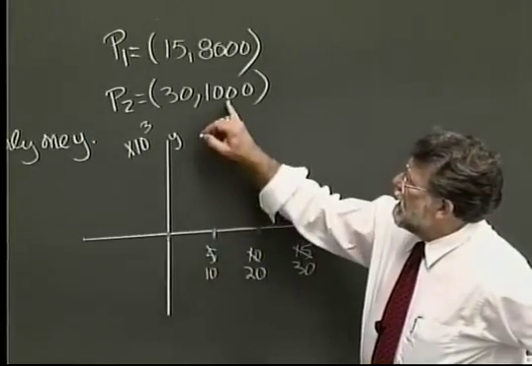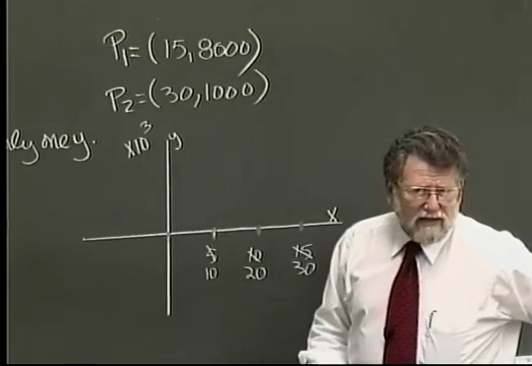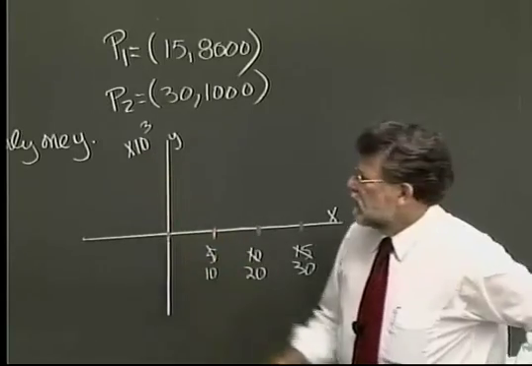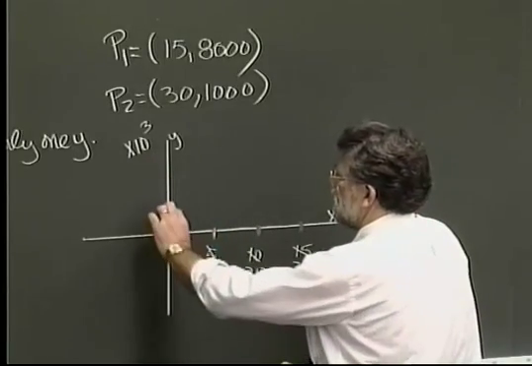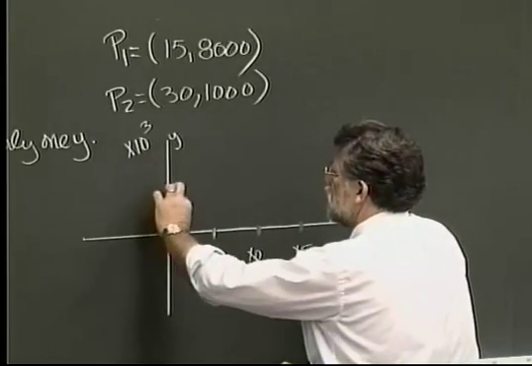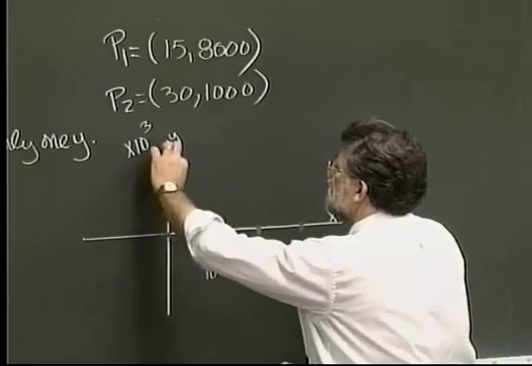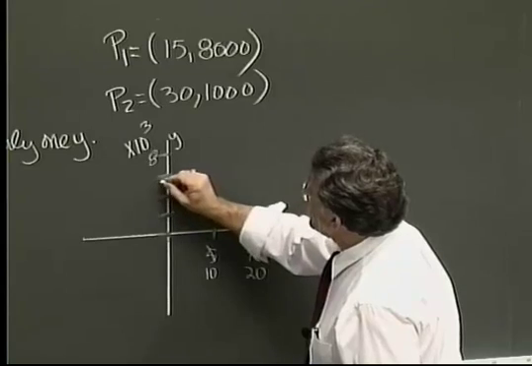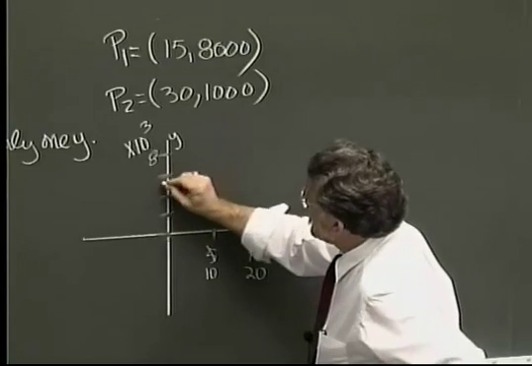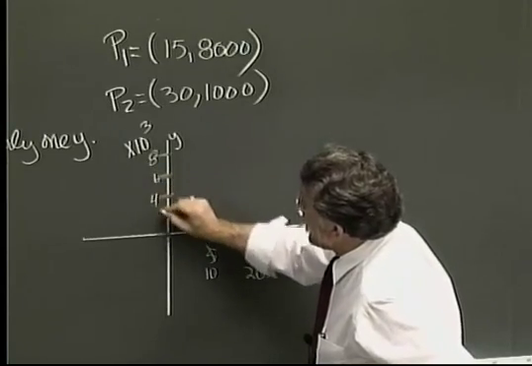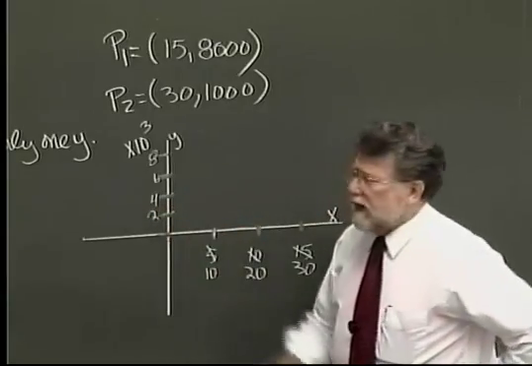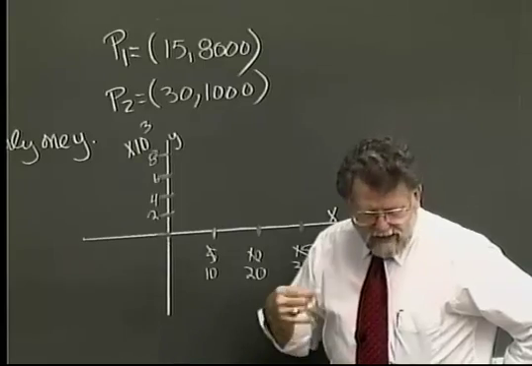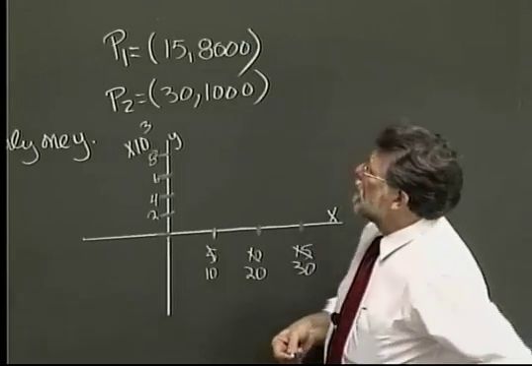Now up here, I again have a problem because I have 1,000, 8,000, and all I have to do is have 1 through 8. So I might decide to take this by 2, 4, 6, 8. So this is going to be an 8 here. This is going to be a 6, a 4, and 2, but I'm really talking about 8,000, 6,000, 4,000, 2,000. So I've made the scale so it fits my paper.